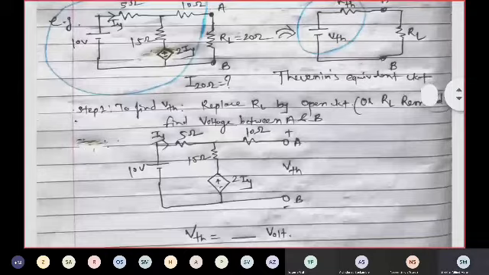Now here in step 2, can you see this step 2 diagram? Hello?